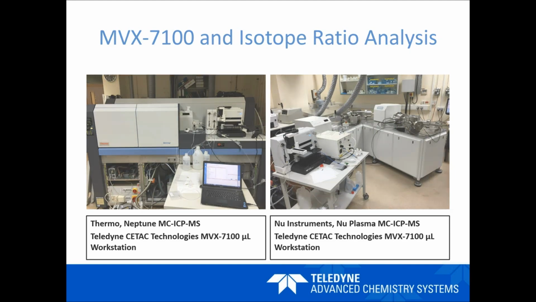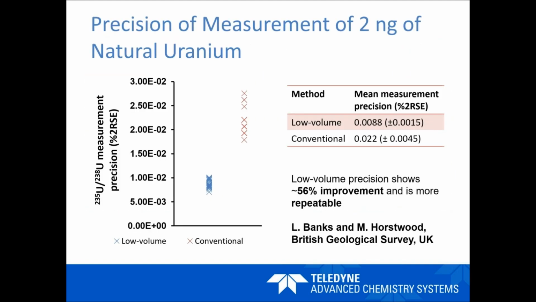So this is data which has come from the British Geological Survey in the UK. They have an MVX system in their lab, and they've been looking at the kind of precision of measurement that they can get using the MVX system for natural uranium. In this case, they've looked at 2 nanograms of uranium, and they've compared what the MVX is capable of with what is considered normal in conventional sample introduction.